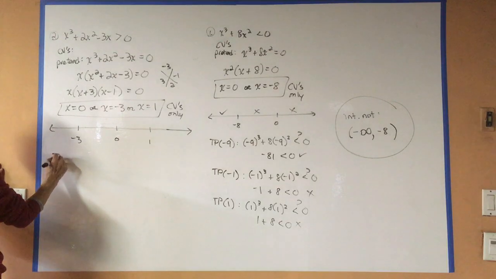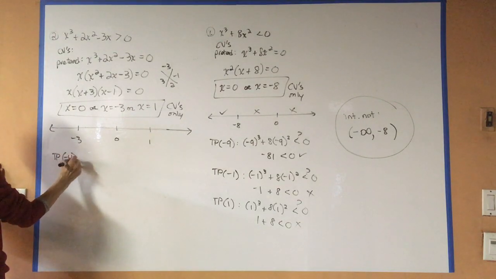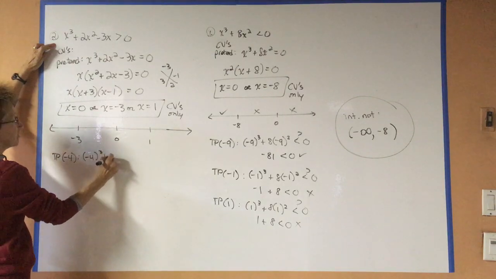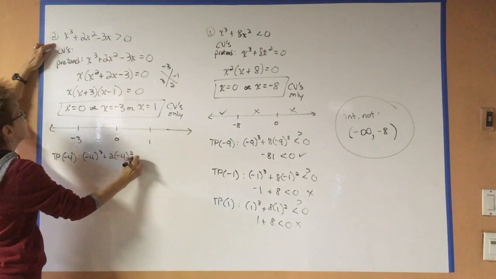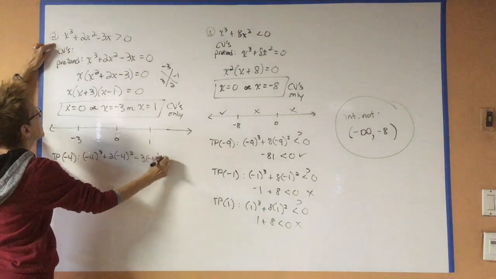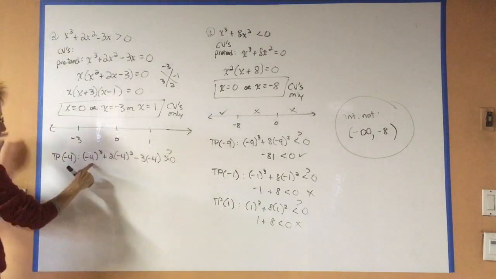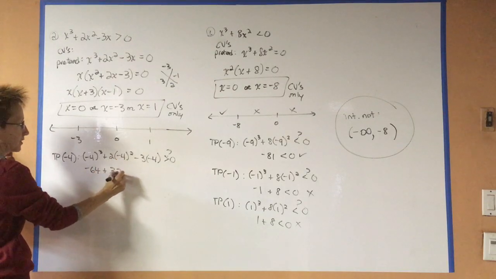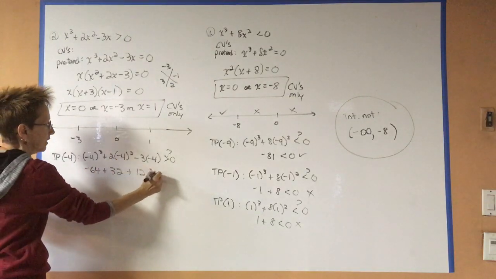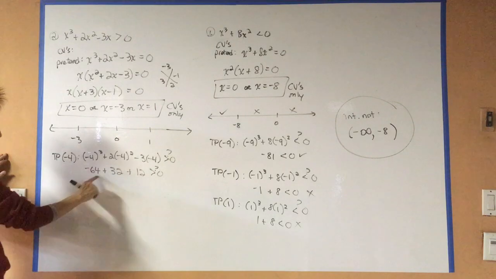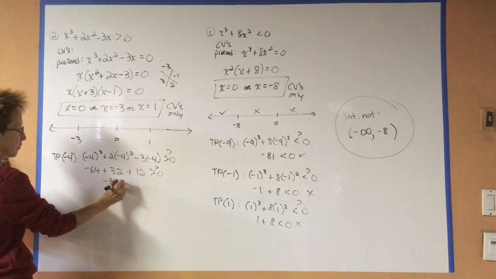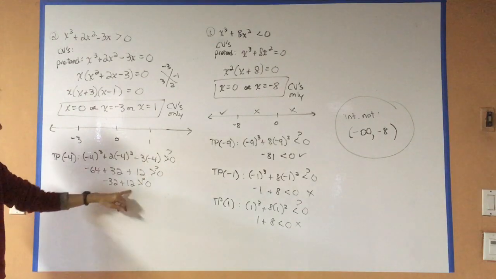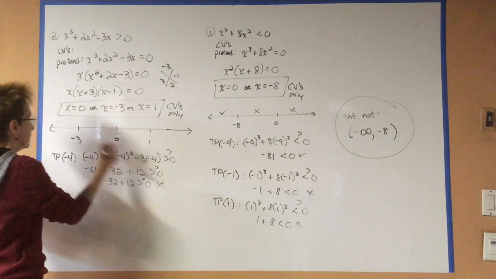So test point smaller than -3, so I'll grab -4. So -4 cubed plus 2 times -4 squared minus 3 times -4. Is that greater than 0? So this is -64. This is positive 32. This is positive 12. Is that greater than 0? So that gives me negative 32 plus 12. Is that greater than 0? No, that's going to be negative, right? So this is a no.